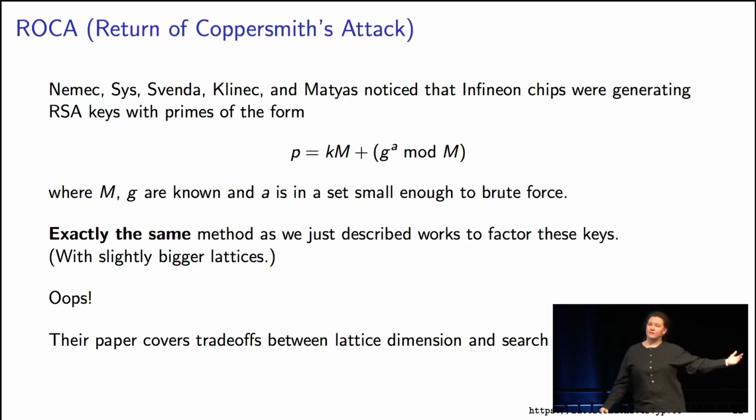These look the same as the lattices in Nadia's part of the talk, just not dimension 3, but somewhat larger dimensions. And in the paper, they go through lots of variations of how to trade off the number of A's you have to try against the dimension of the lattice. So there are a lot of trade-offs, but this actually factored 1024-bit and 2048-bit RSA keys that were used in real life.